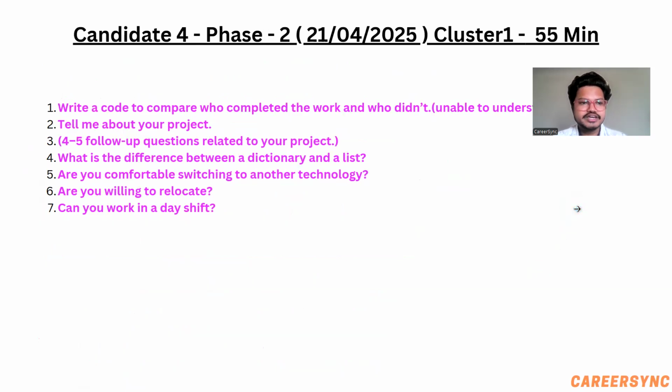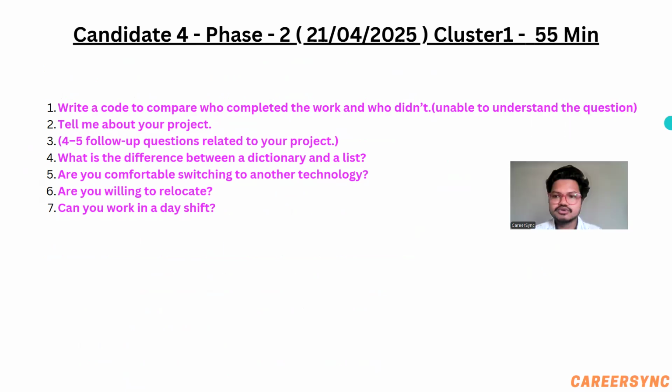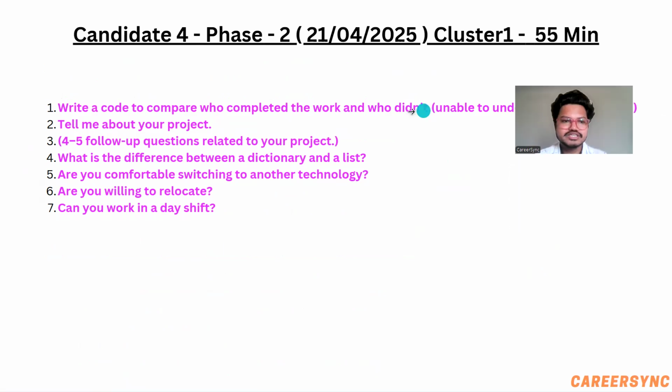Now for the fourth candidate: write a code to compare who completed the work and who didn't. He was unable to understand the question properly, so he was not able to execute the code. So you can see this. And after that, they asked him, tell me about your project, with 4 to 5 follow-up questions based on the project.